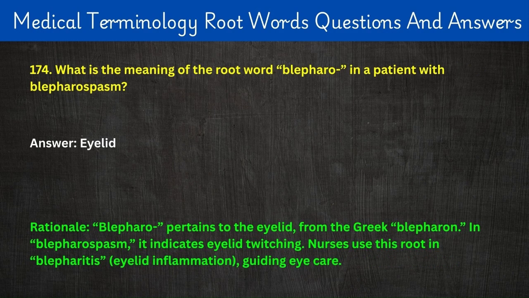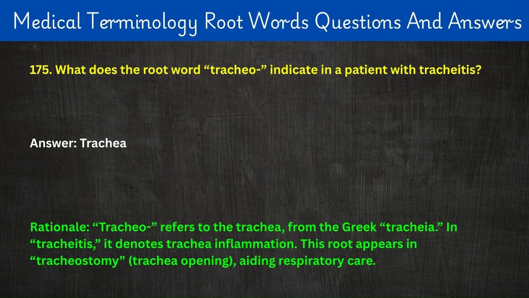174. What is the meaning of the root word blepharo- in a patient with blepharospasm? Answer: eyelid. Rationale: Blepharo- pertains to the eyelid, from the Greek blepharon. In blepharospasm, it indicates eyelid twitching. Nurses use this root in blepharitis, eyelid inflammation, guiding eye care.